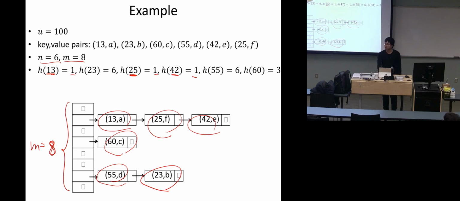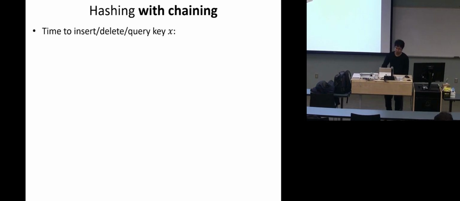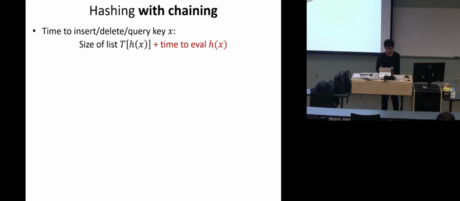So let's try to analyze this data structure. You can see that the time to delete, insert, or query x is just proportional to the size of the list at position h of x, plus the time to evaluate the function, but we assume for now that it's constant. But then we just need to analyze the size of this list. So what's the size?